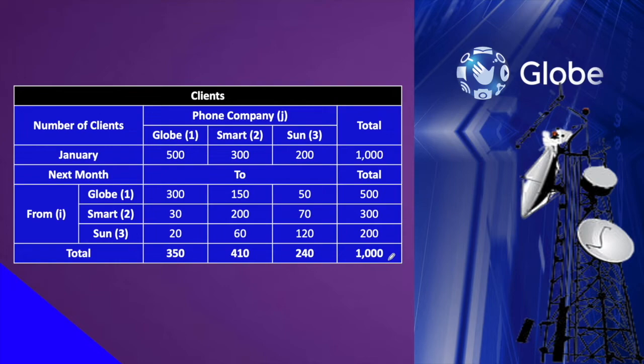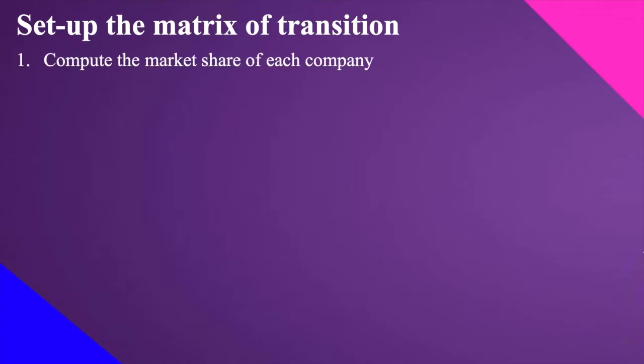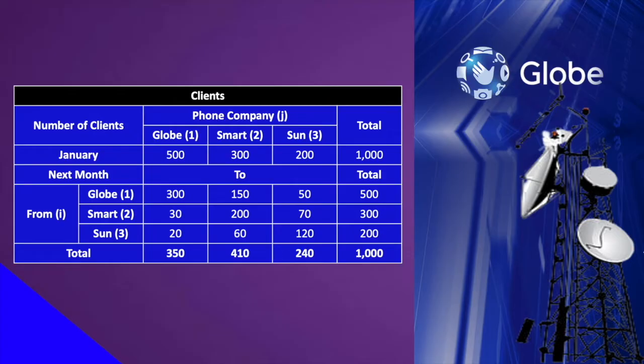Okay? Now, what we're going to do next is to set up the matrix of transition. In setting up the matrix of transition, we first have to compute the market share of each company. So, if you look here, we have labels, J for the company and I for the firm, so that we won't get confused. And I numbered them: Globe is number 1, Smart is number 2, and Sun is number 3. So, 1, 2, 3, it's the same.